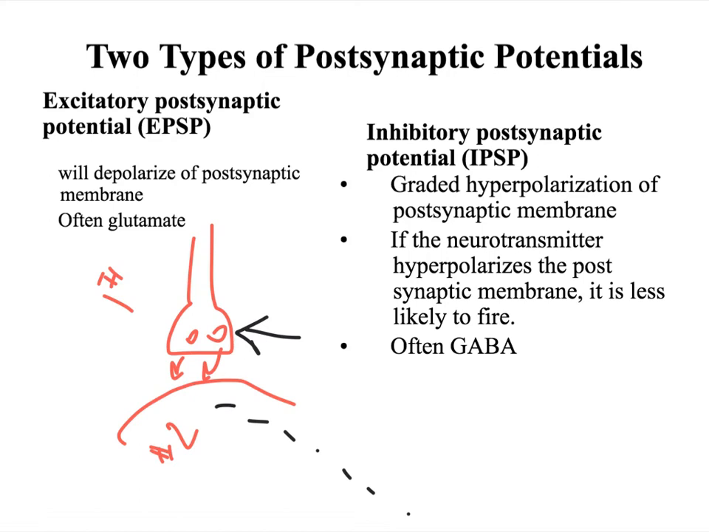Now, what happens if the neurotransmitter that's released from the presynaptic neuron inhibits or hyperpolarizes that postsynaptic membrane? That's going to be called an IPSP, an inhibitory postsynaptic potential. And again, that's often going to be the gamma-aminobutyric acid, the GABA I mentioned earlier. So an IPSP is going to make the postsynaptic cell less likely to have an action potential, and the EPSP is going to make the postsynaptic cell likely to have an action potential.